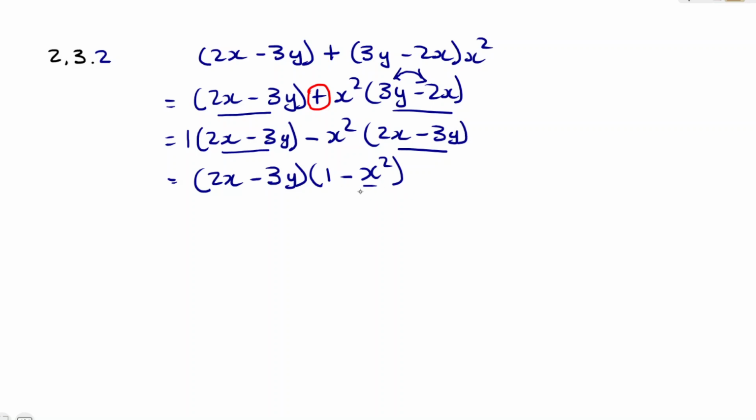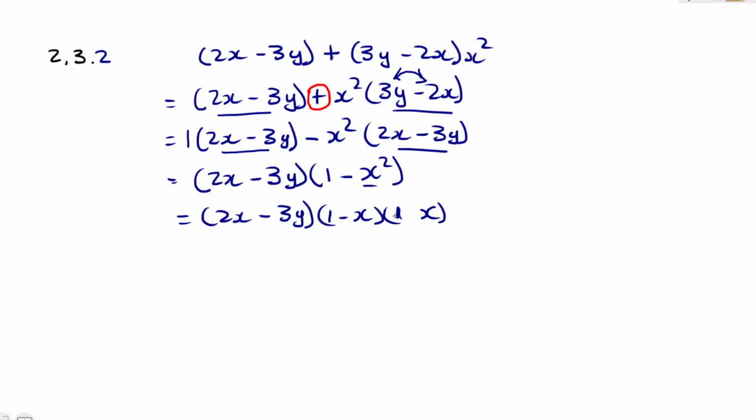You can see now this is a difference of two squares. So I can still factorize further and say 2x minus 3y, and I can factorize this again. Now I can have here a 1 and a 1. These are the factors of 1. Then for the x squared, I can have x and x.